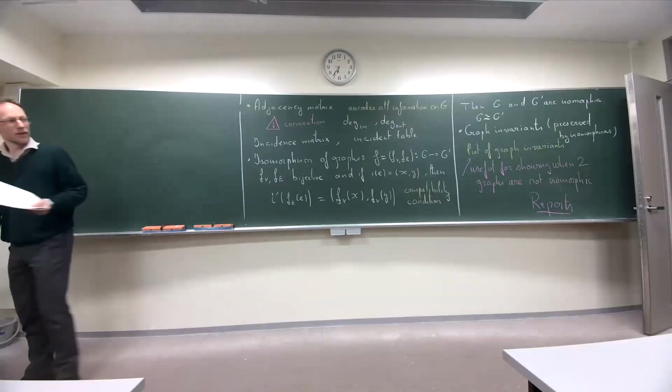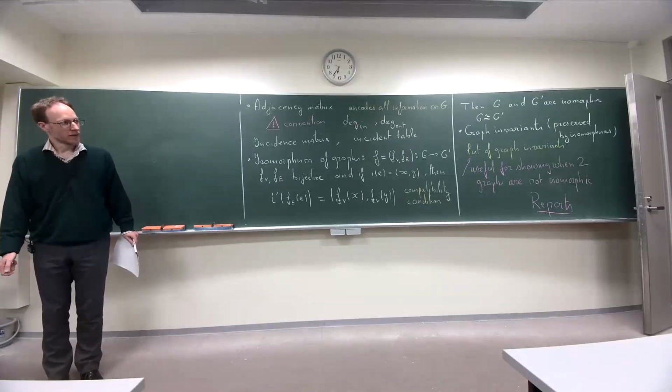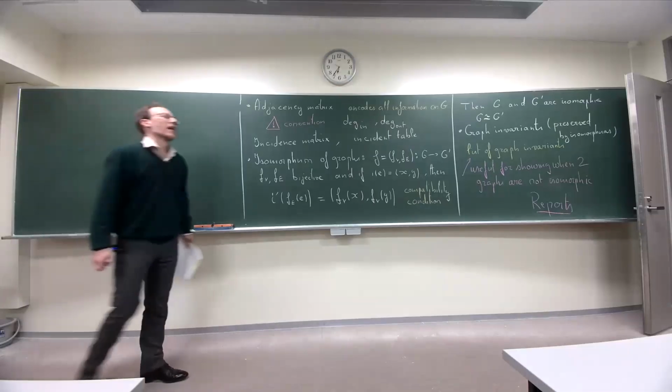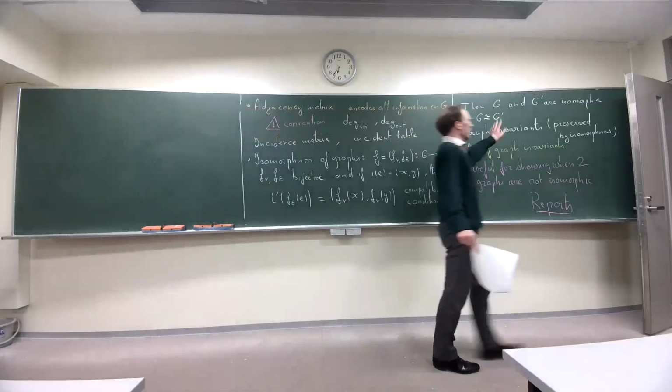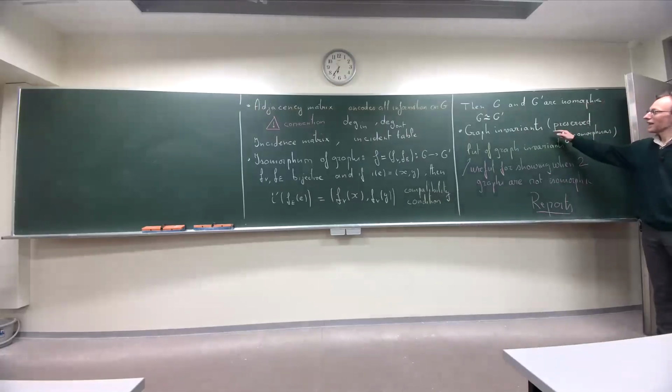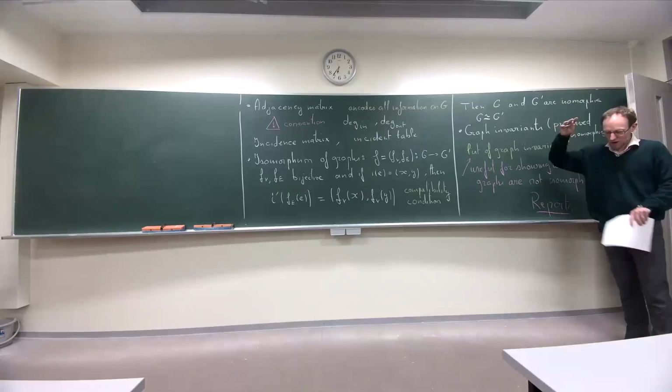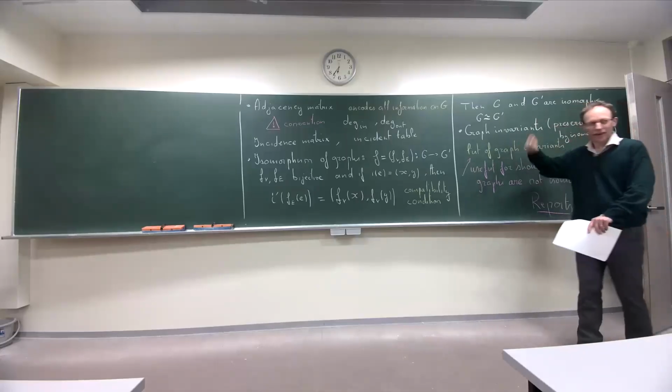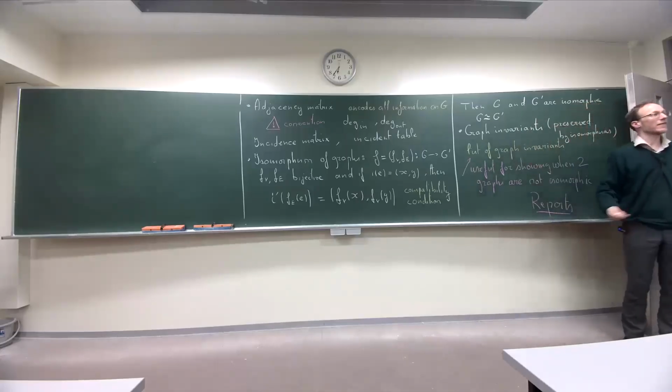Is there any way that, for example, if the graph invariants are the same, can we impose an extra condition? Okay, good question. Let me repeat it because not everybody could hear it. Suppose you have a list of graph invariants and two graphs share exactly the same invariants. Is it enough? It depends on the size of the graph.